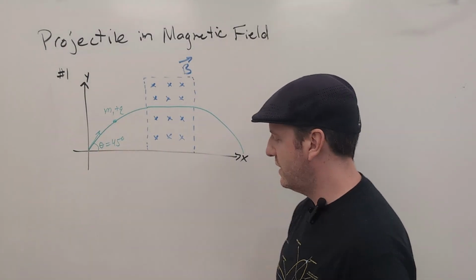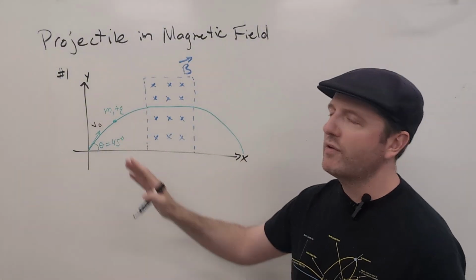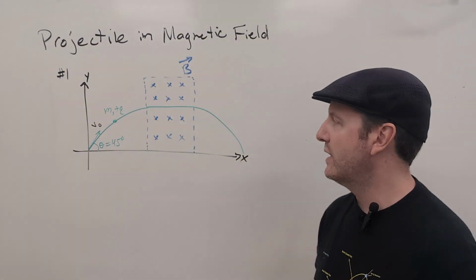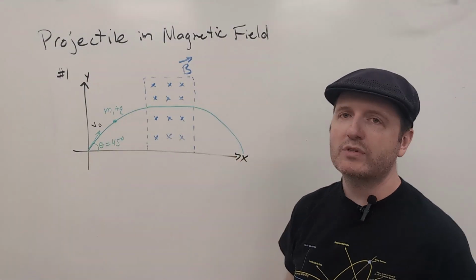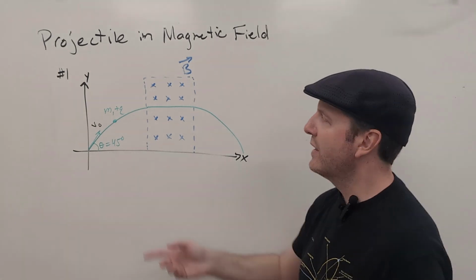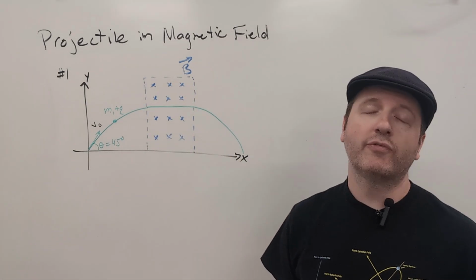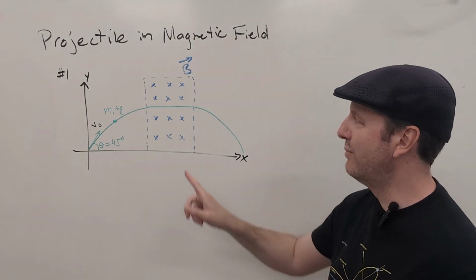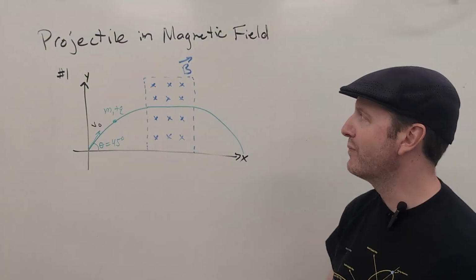We're launching it with some speed, we'll call it v naught, at a 45-degree angle. We'll just keep this simple and launch it at 45 degrees. And what happens is this particle moves under the influence of gravity, the usual way. But then right at its apex, it enters a region of a uniform magnetic field that's directed into the board. That's all these little X's here. And the B field is shown in blue.